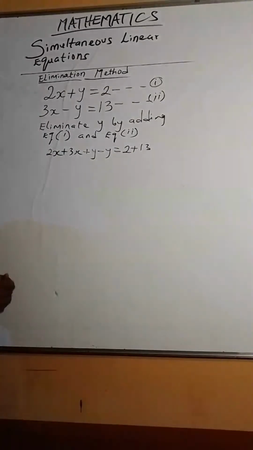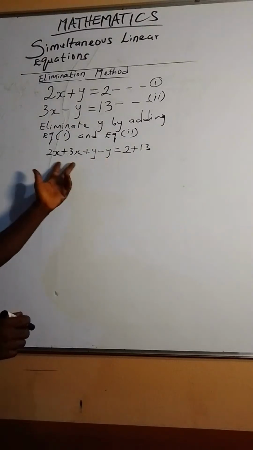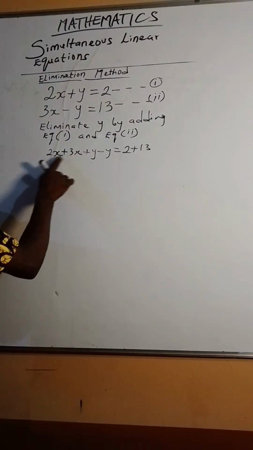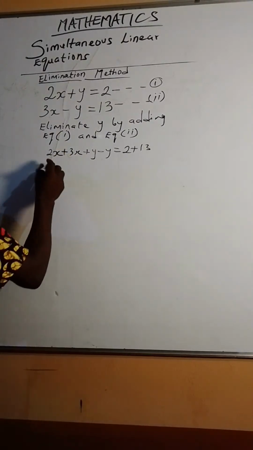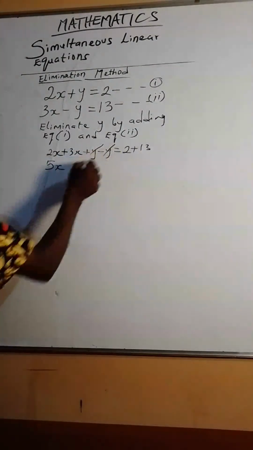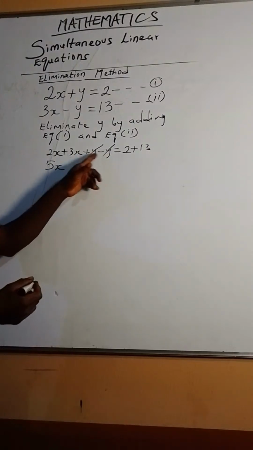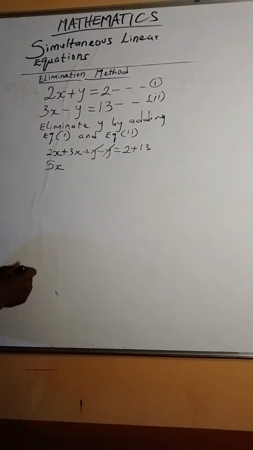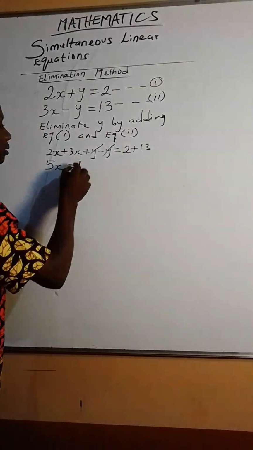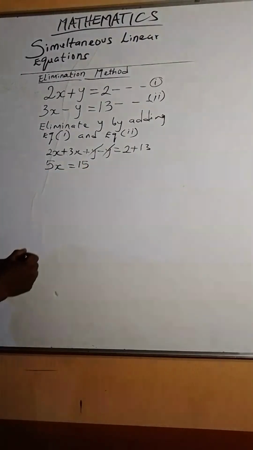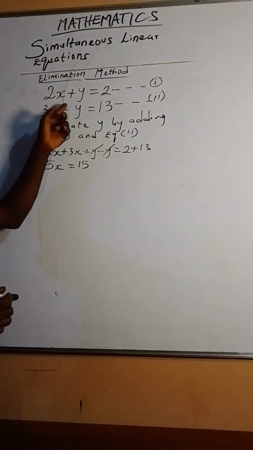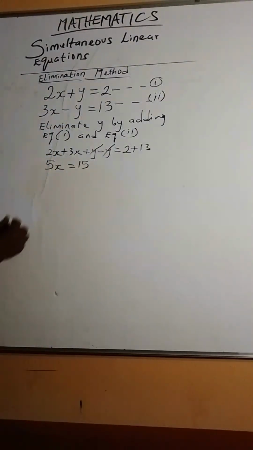So we have been able to add equation 1 and 2 together. You can see the terms are now combined. When we simplify, since they are similar, we get 5x. This y we strike out because they are equal and of opposite signs, so they go and we are left with 15. All right, 13 plus 2 is 15. This is what we are left with when we add up equation 1 and 2.